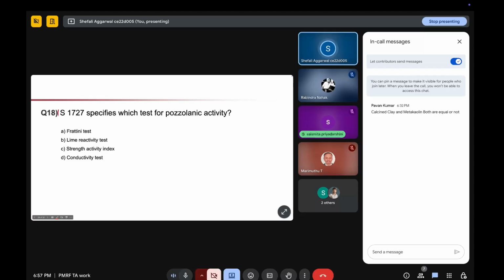IS 1727 specifies which test for pozzolanic activity: fraternity test, lime reactivity, strength activity, or conductivity? A, okay. IS 1727 will tell about the lime reactivity test mainly.